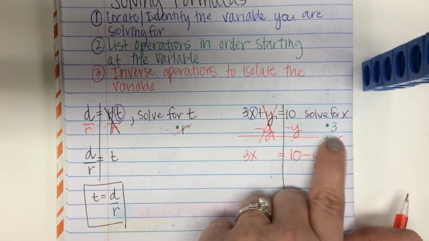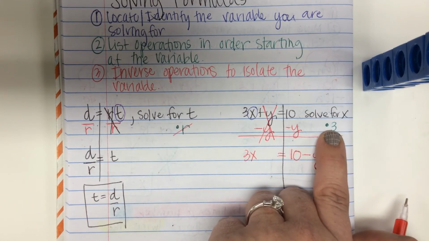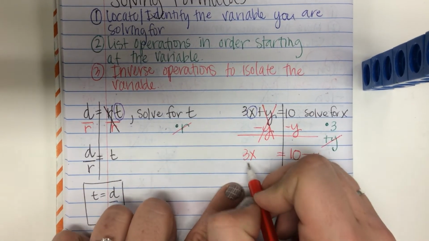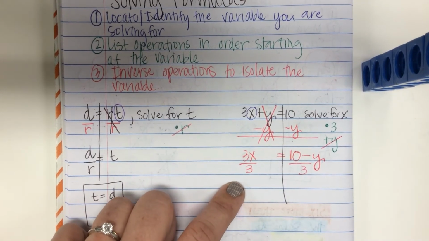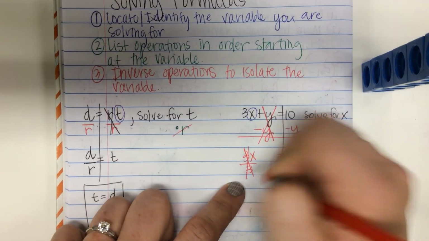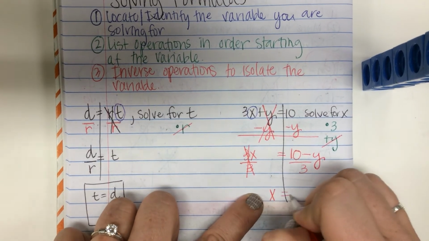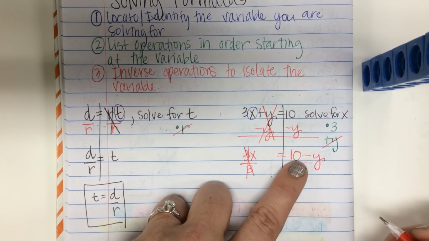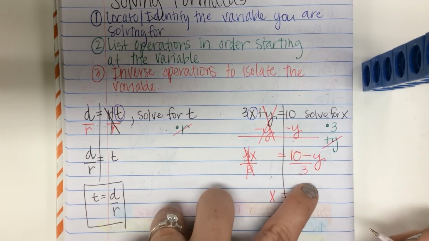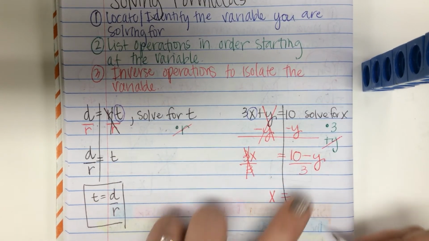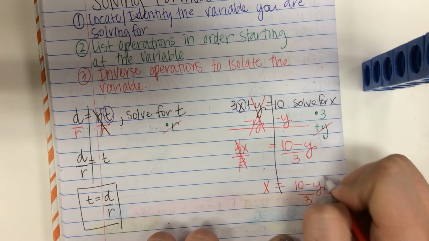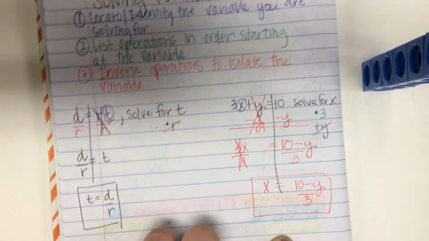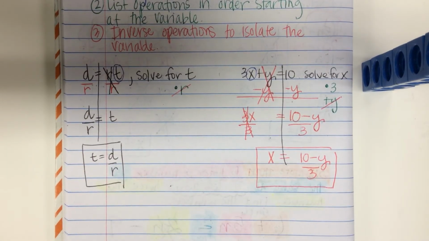I did that. Now I move up. What's the opposite of times 3? Dividing by 3. The 3's cancel out, so I have x equals, do you know what 10 minus y divided by 3 is? Nope. So my answer is 10 minus y divided by 3.